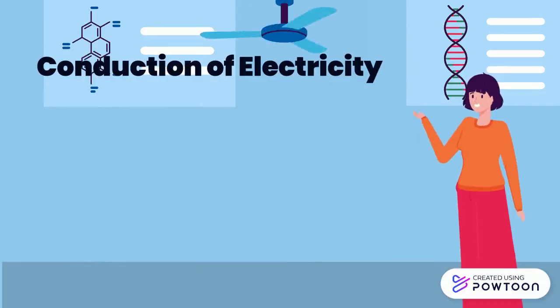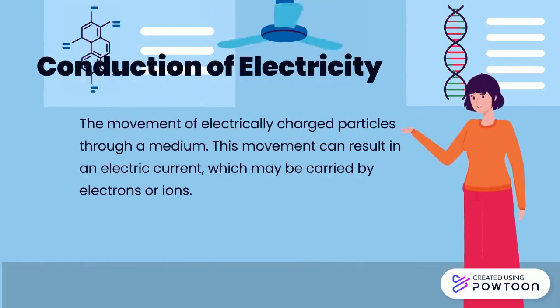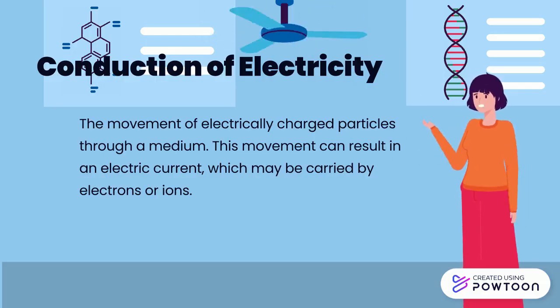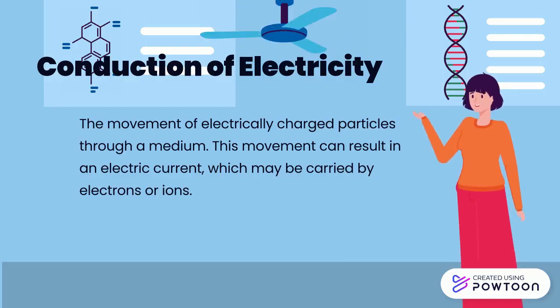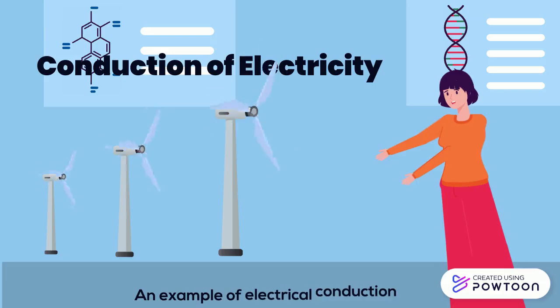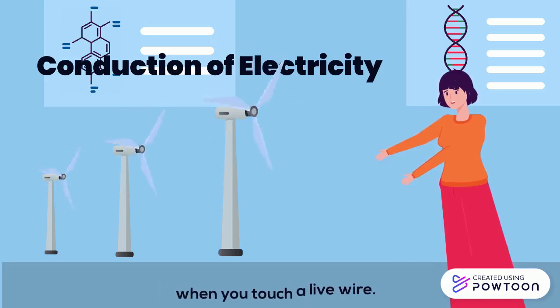Conduction of electricity occurs during the movement of electrically charged particles through a medium. This movement can result in an electric current, which may be carried by electrons or ions. An example of electrical conduction is when you get electrocuted when you touch a live wire.